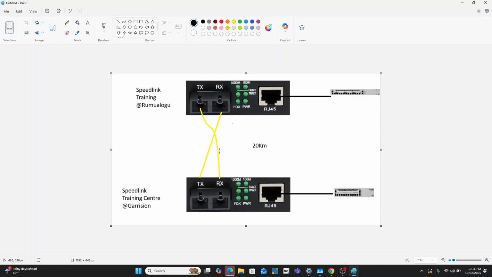If for any reason this link is cut somewhere here, maybe even just one core, I have an eraser here. Maybe just somewhere here the link is being cut. Even if the TX from this side can go to the RX here, because the TX from this side cannot go back to this RX, the link is what? Down, unstable. Are we following?